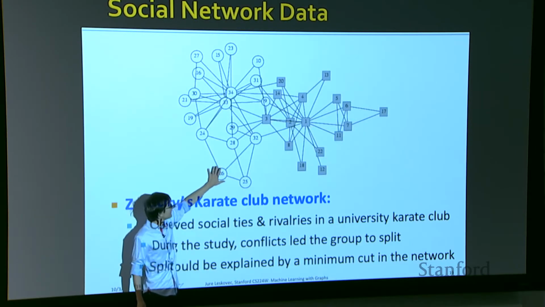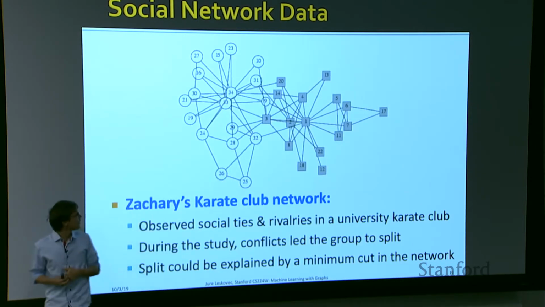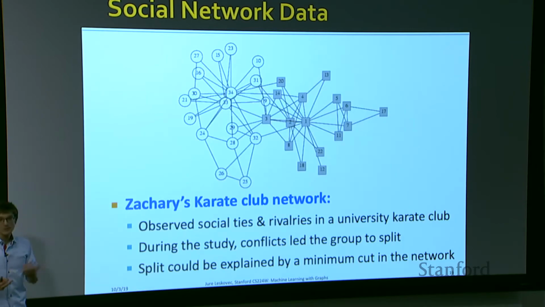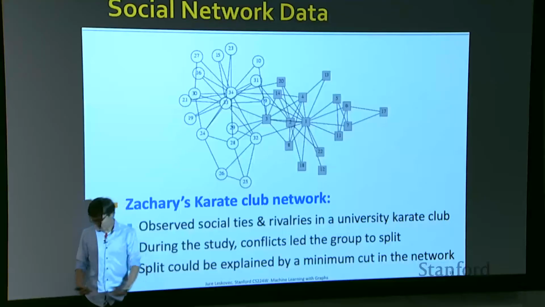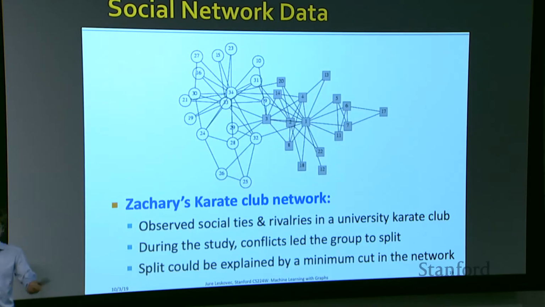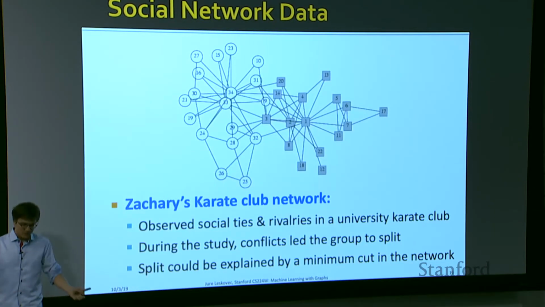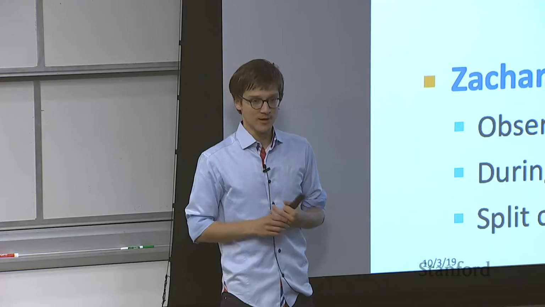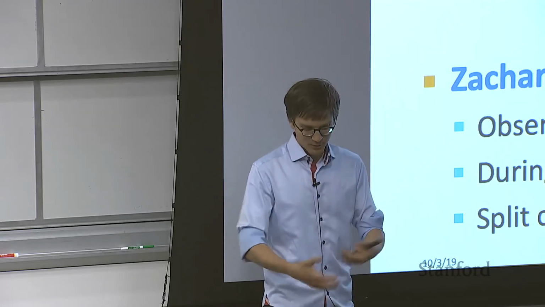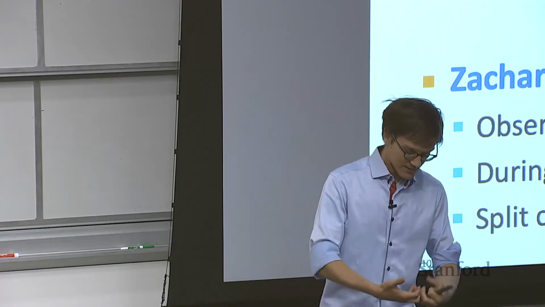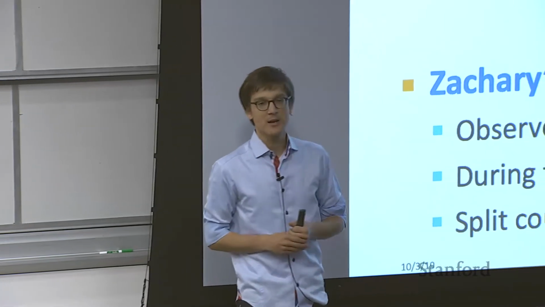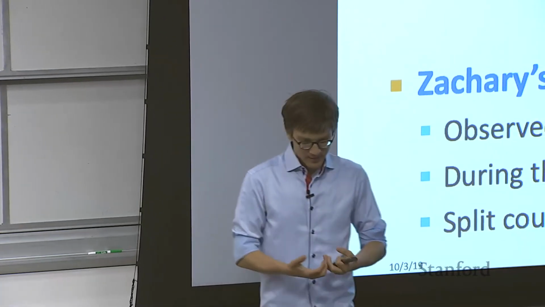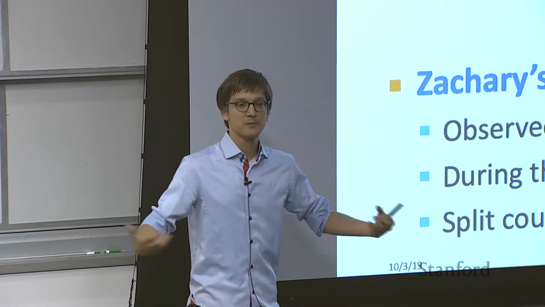And this is a network of 34 nodes. And the story behind this network is the following. Zachary was, again, a PhD student. He was doing his PhD, and he was studying friendships in this karate club at some university. During the course of his study, there was a big quarrel or a fight between the members of this karate club, and the karate club split in two.